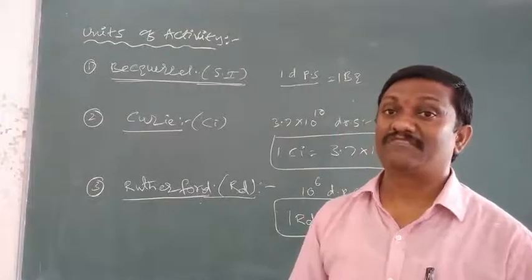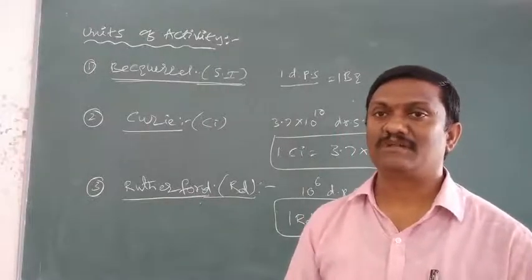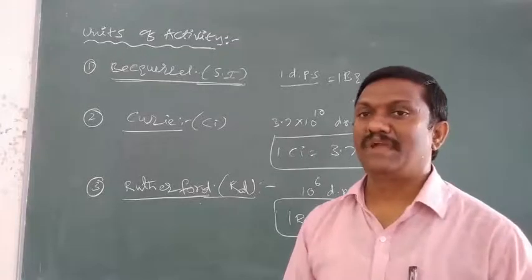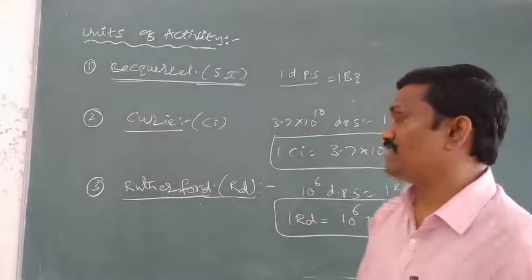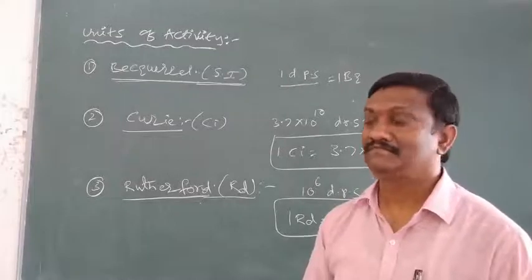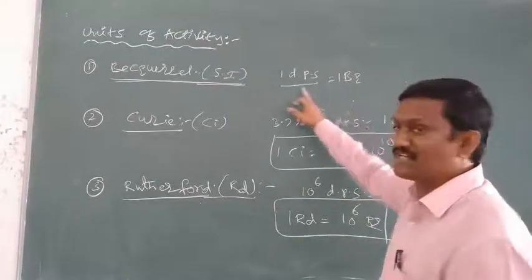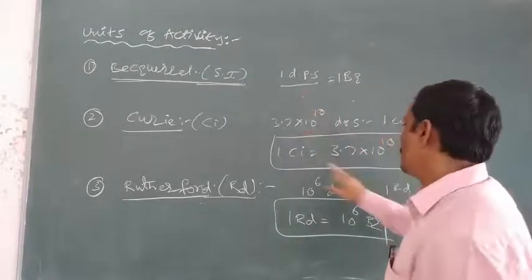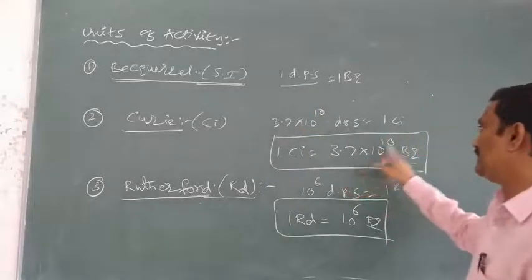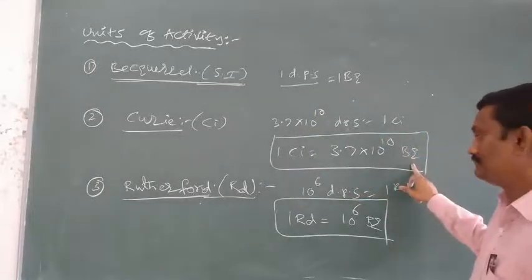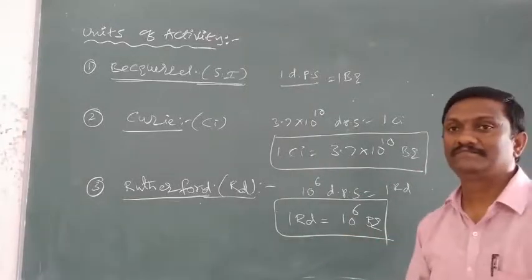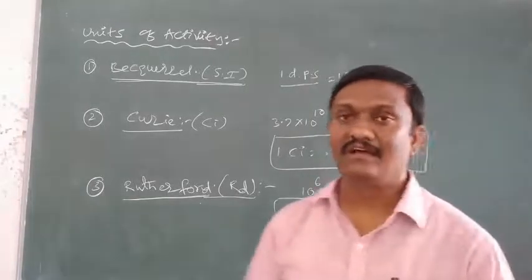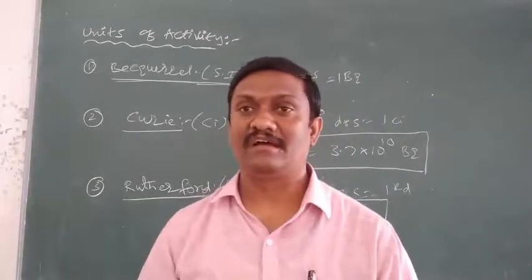The SI unit means becquerel. Sometimes they ask to mention the SI unit of radioactivity, or mention the SI unit of activity, which is becquerel. 1 becquerel is equal to 1 disintegration per second. 1 Curie is equal to 3.7 into 10 power 10 becquerels, or 1 Rutherford is equal to 10 power 6 becquerels. So these all are the different units of activities.